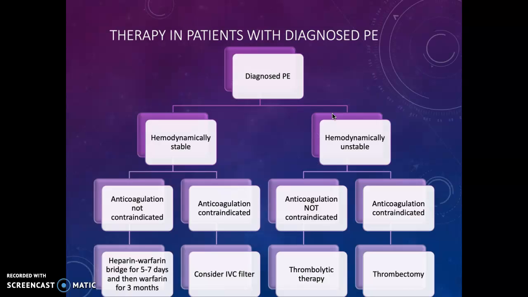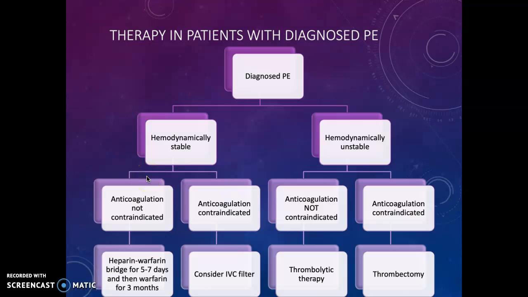So how do you treat pulmonary embolism once you've diagnosed it? You have to ask yourself 2 questions. Is the patient hemodynamically stable? That is, their heart rate and blood pressures are fine. And secondly, if anticoagulation is contraindicated in your patient or not. Let's say our patient is hemodynamically stable. That's the first question. Then you ask yourself if you can anticoagulate your patient, or if anticoagulation is contraindicated.